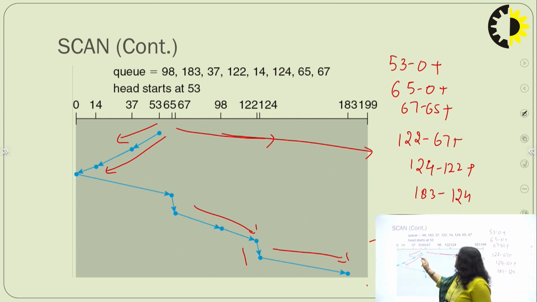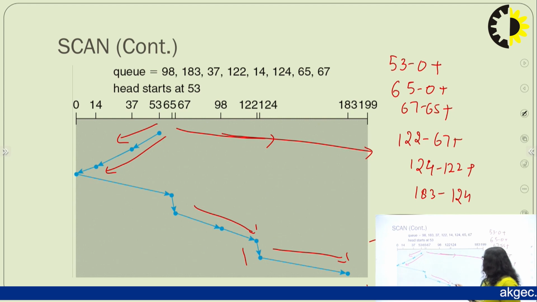65 minus 53, 37 minus 14, 14 minus 0. These all are added with that. And next is 65 minus 0, 67 minus 65, 98 minus 67, 122 minus 98, 124 minus 122, and the last is 183 minus 122. These are the two methods for calculating the total head movement.